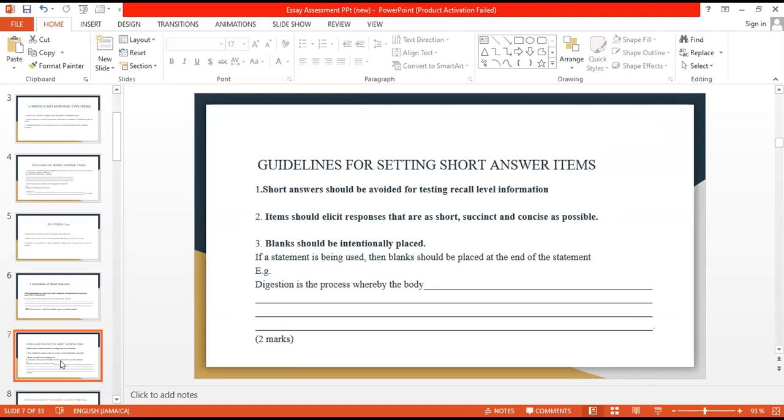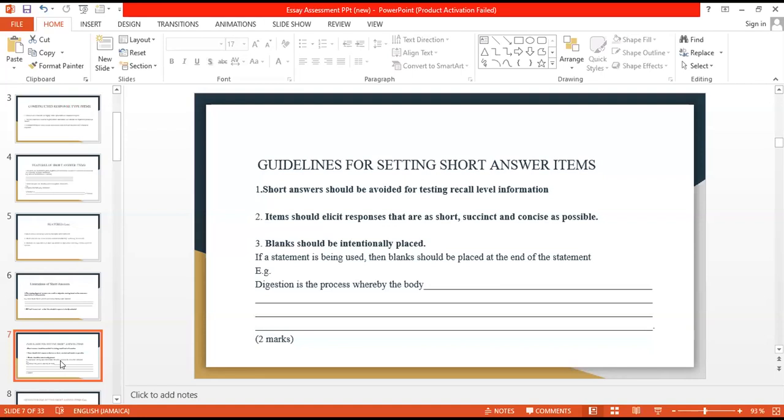It's clear. Guidelines for setting short answer items. All right, one of the things is that short answer items should be avoided for testing recall level information. One of the readings would describe that it is uneconomical. So it's like a waste of a test to use a short answer just to test for a student to recall something that they were taught in class.